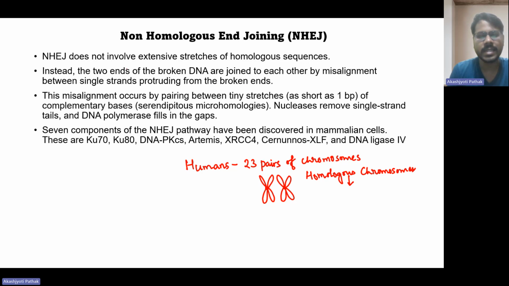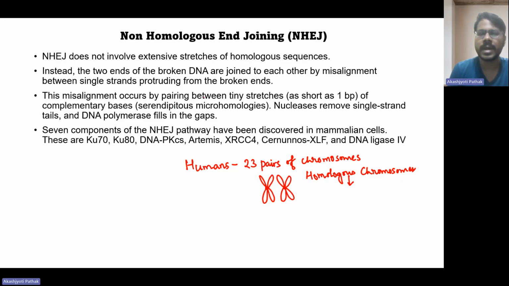We will see this in the next slide with the help of a diagram. First, the broken DNA that is produced will have a free 3' end, and using this 3' end, if there is any homologous or complementary sequence at any region, that will align and the region having this break will be repaired. This misalignment occurs by pairing between tiny stretches of complementary bases.